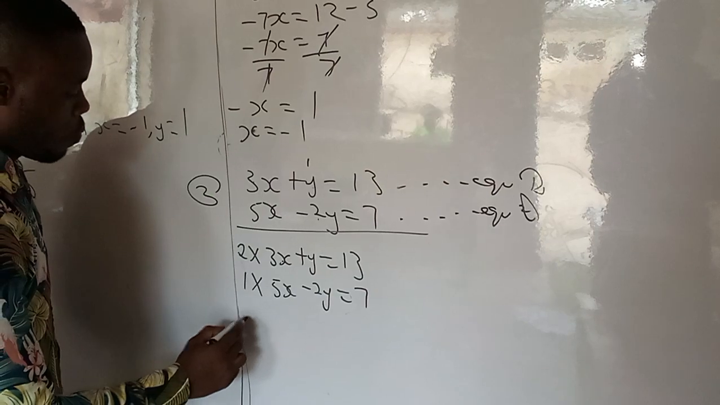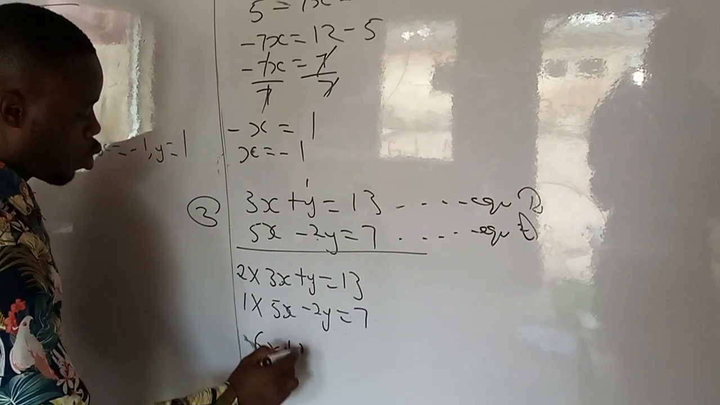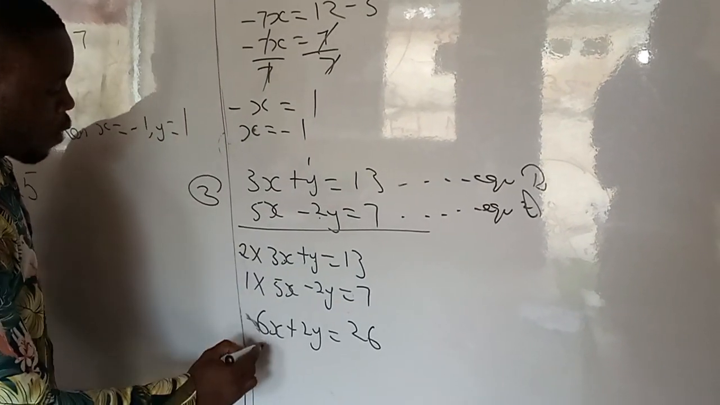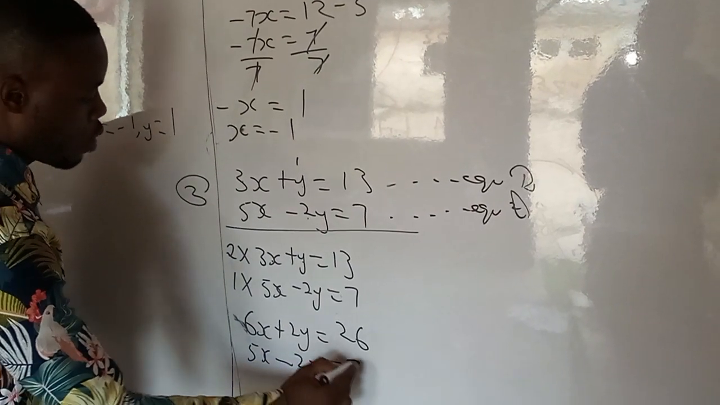So 2 times this will give me, 2 times 3 will give me 6x. 2 times this will give me plus 2y. 2 times 13 will give me 26. 1 times 5 is 5x. Minus 1 times this will give you minus 2y, repeating the same thing.